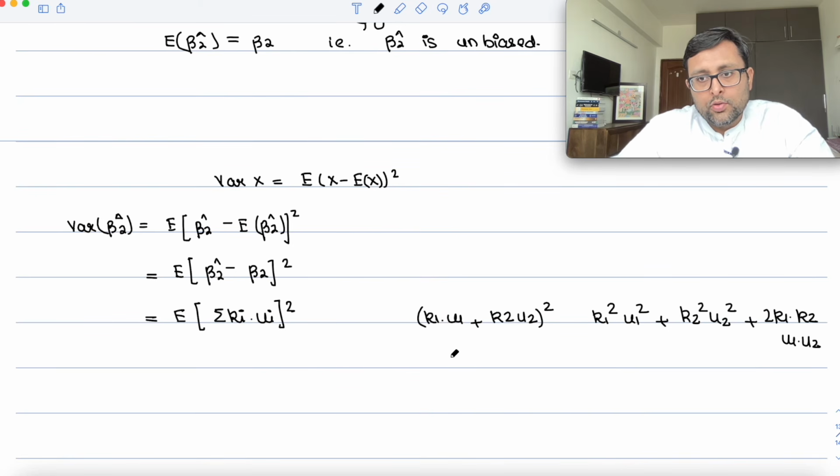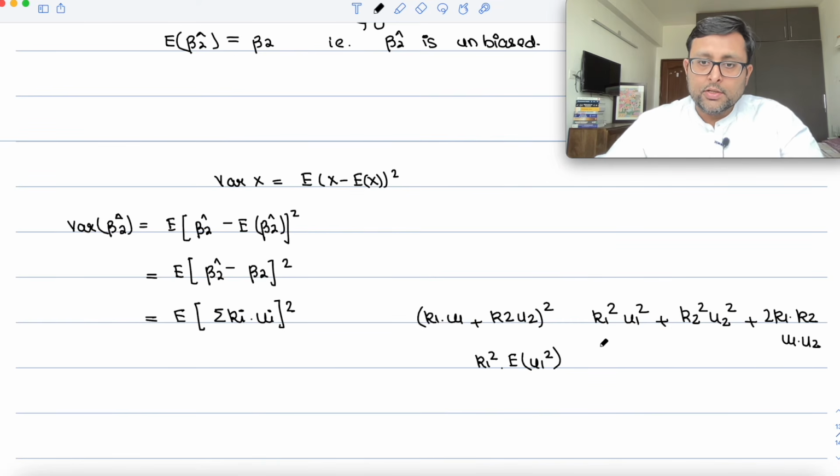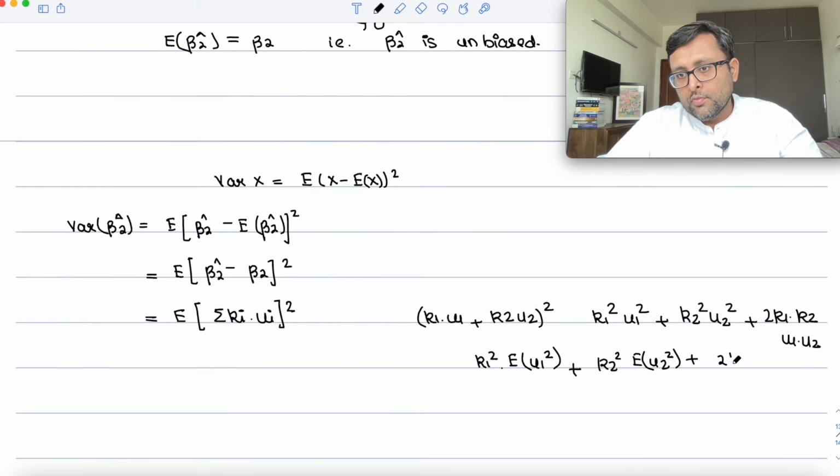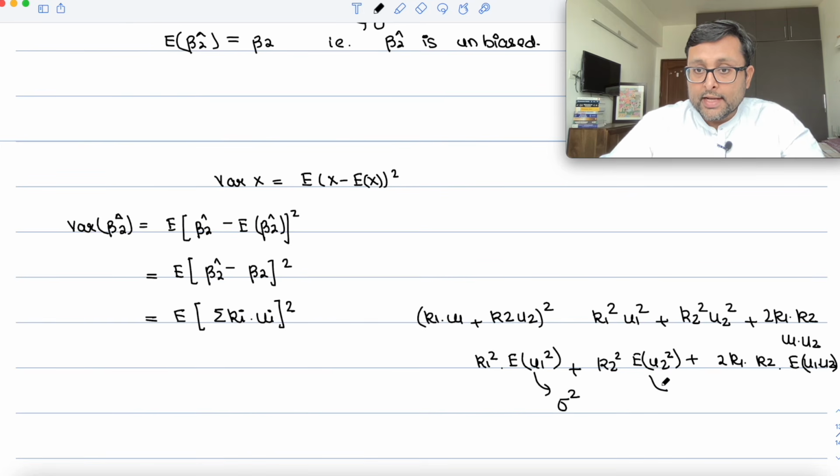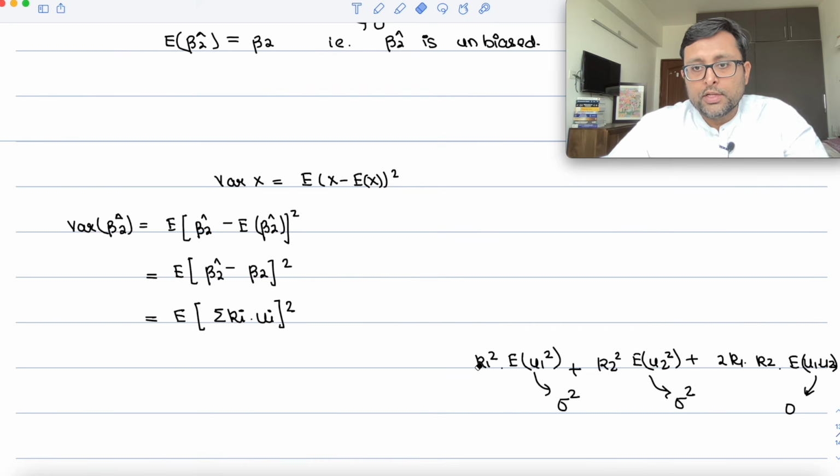If you wanted to put the expectation here, how will this come out to be? You don't have to write this, I'm just explaining. k1 square will come out of the expectation because k1 is non-stochastic, depending only on x's, and x is non-stochastic. Similarly k2 square and 2 k1 k2 come out. What is E of u1 square? Sigma square, homoscedasticity assumption. U2 square, sigma square. What is E of u1 u2? 0, no autocorrelation assumption. So all the cross product terms will come out to be 0.